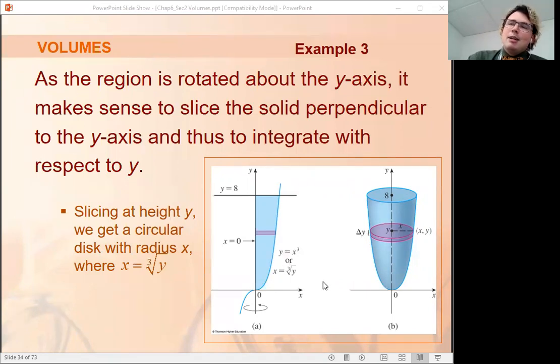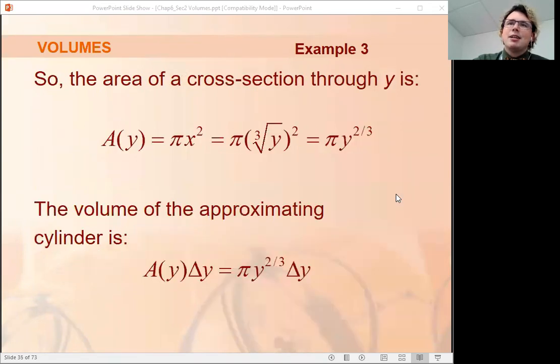Again, it might be a little bit uncomfortable integrating with the variable y, but this is something that we need to get used to. It makes problems like this so much easier to solve when I'm flexible about what is my independent variable, what is my dependent variable. So let's set up this integral. I'm looking at the region from y equals 0 to y equals 8.